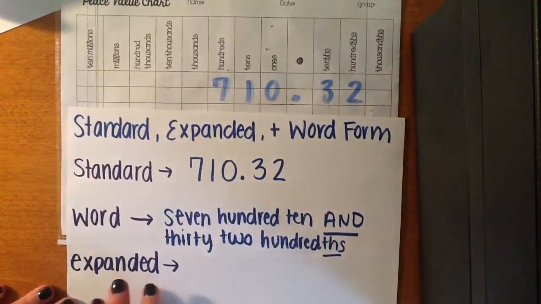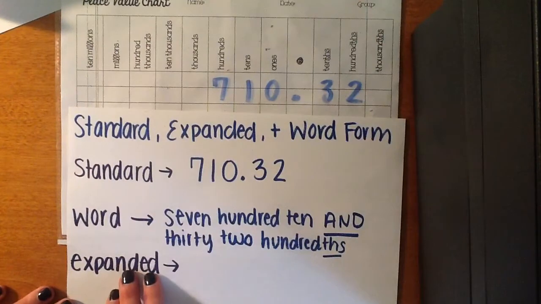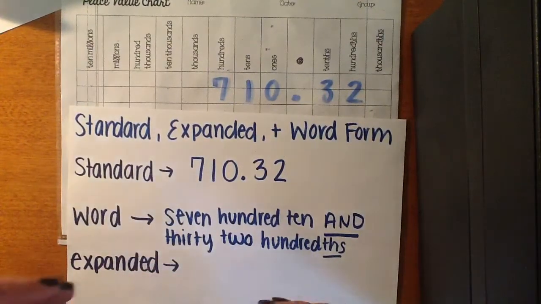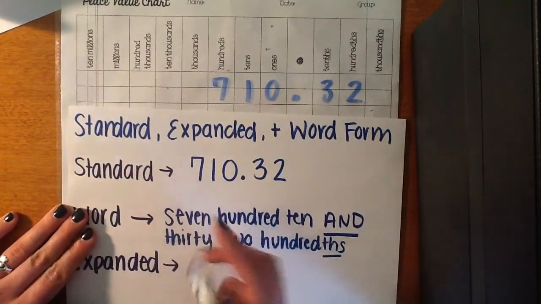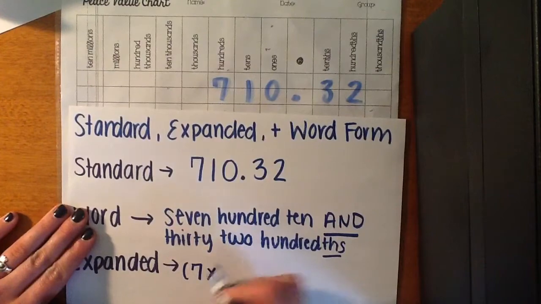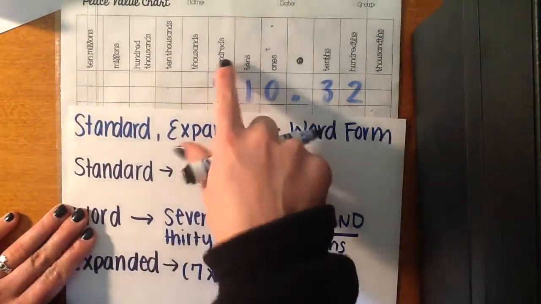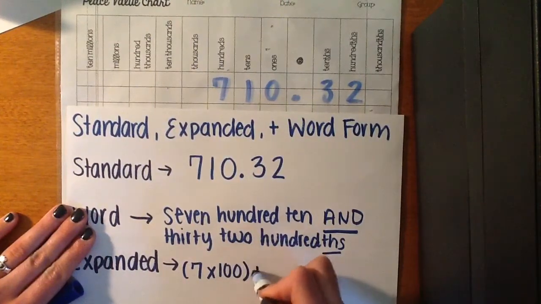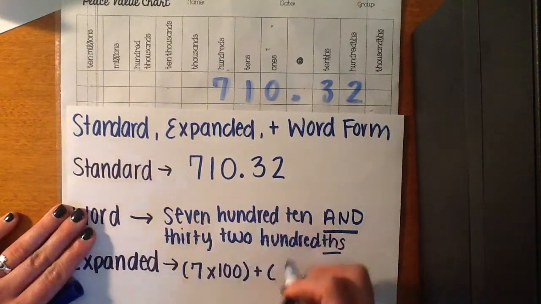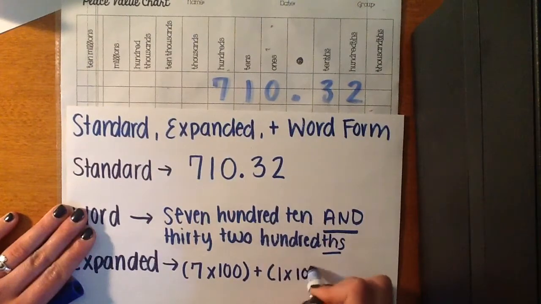Then we have to go and write this number in expanded form. And that's when we go and we're going to decompose this number. We're going to break it apart. So I'm going to look at each digit. I have 7. And what place value is that 7 in? It's in the hundreds place. So 7 times 100 plus my next 1 times 10.